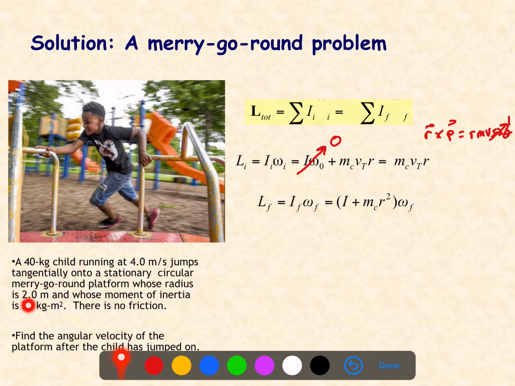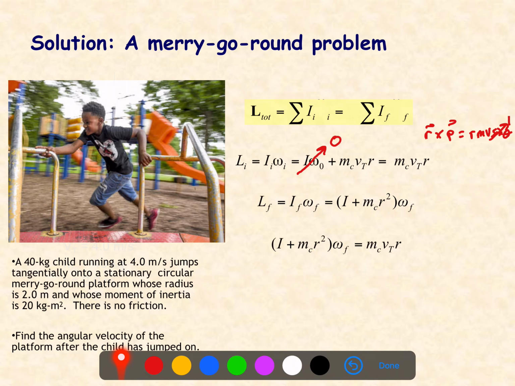So I wanted to give you an example in which that's the case as well, because sometimes we're just so used to looking up on a chart or trying to figure out what the moment of inertia is for a certain object, but occasionally it's just given to us as a number. So I can just leave that as I for the merry-go-round, and then the child's moment of inertia is here. Since they are being treated like a particle, it's just mr squared.